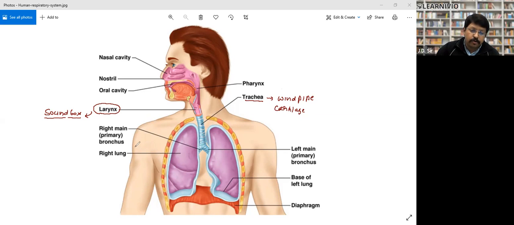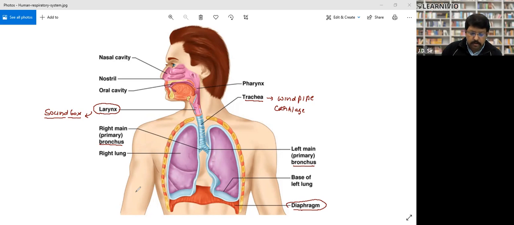Again, the trachea divides into two parts called the right bronchus and left bronchus. Bronchus is the singular term, bronchi means plural. This is the right lung and this is the left lung. The left lung is a bit smaller than the right one, right? There is a curtain-like structure called the diaphragm. The diaphragm is that curtain-like structure which separates the digestive cavity from the respiratory cavity, right?